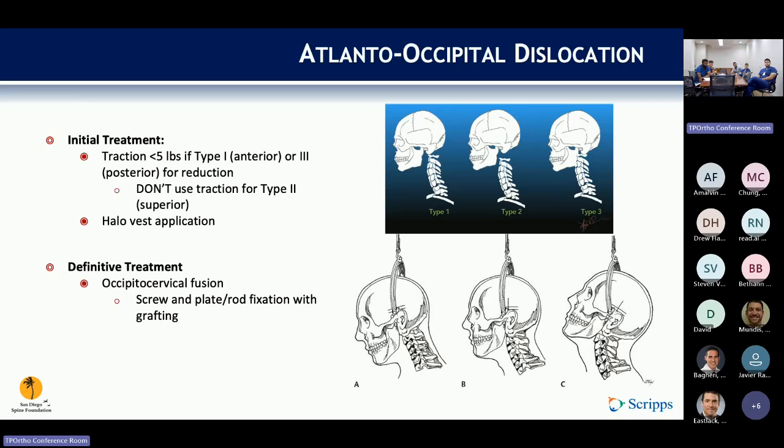Once AOD is diagnosed, you want to achieve a safe reduction. Most likely in the OR you're going to do this, but minimal increments of controlled traction can be used, but definitive fixation is usually achieved with occipitocervical fusion.